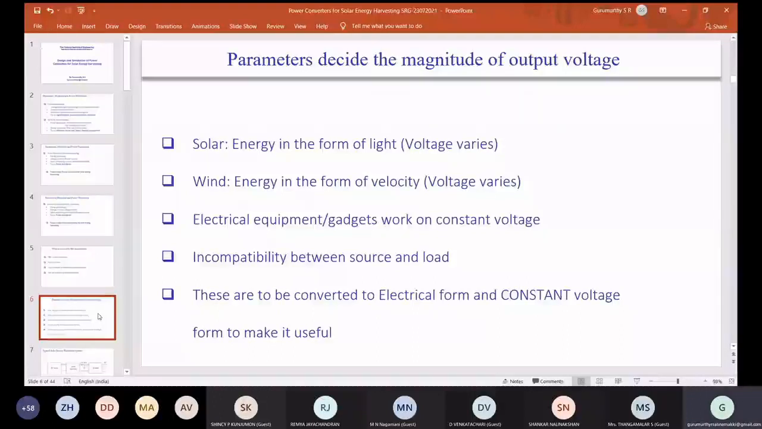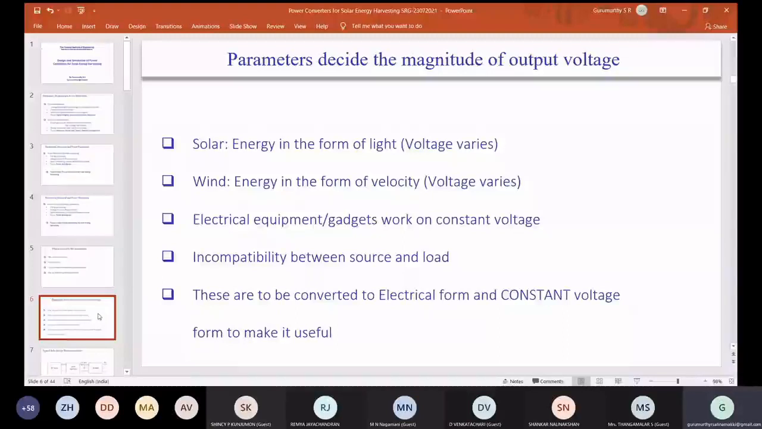Now, if you see the solar energy source, when the intensity varies, the voltage varies. When the wind velocity varies, the voltage varies. So even though energy is available, you cannot use it because it varies. Our gadgets are designed for operating at a constant voltage. So that means there is an energy source, there is a load, but they are not compatible. So the incompatibility between the source and load is there. To overcome this incompatibility between the source and load, we have to have some power converters. That is exactly what power converter is about.